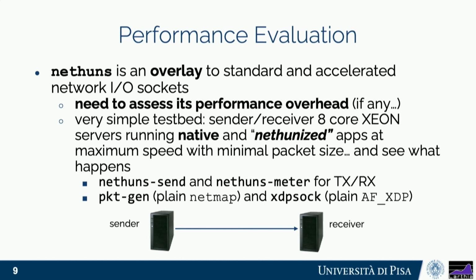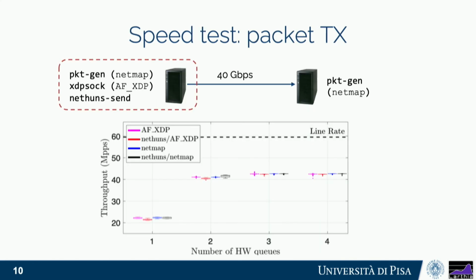Of course, we are doing this evaluation only for AF_XDP and Netmap because they are the two frameworks that run fast. It doesn't make any sense to do it for the other two sockets. So when we test Nethuns, we are running Nethuns Send and Nethuns Meter, which are two applications that ship with the library. While when testing vanilla, plain Netmap, we use pkt-gen, which is the flagship application that ships with Netmap, and xdpsock, which is the one that ships with AF_XDP.